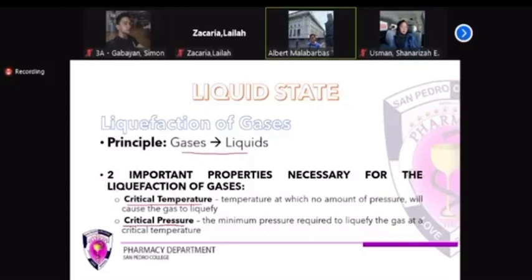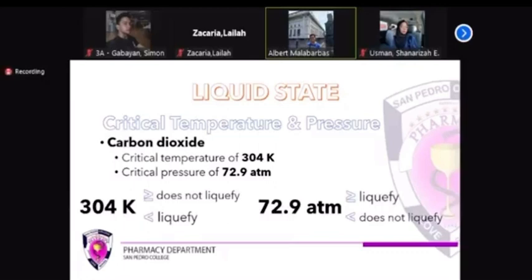maging liquid. So what is critical temperature? It is the temperature at which no amount of pressure will cause the gas to liquefy. Okay? And then for critical pressure, it is the minimum amount of pressure required to liquefy a gas at critical temperature. Now, how to best understand your critical temperature?